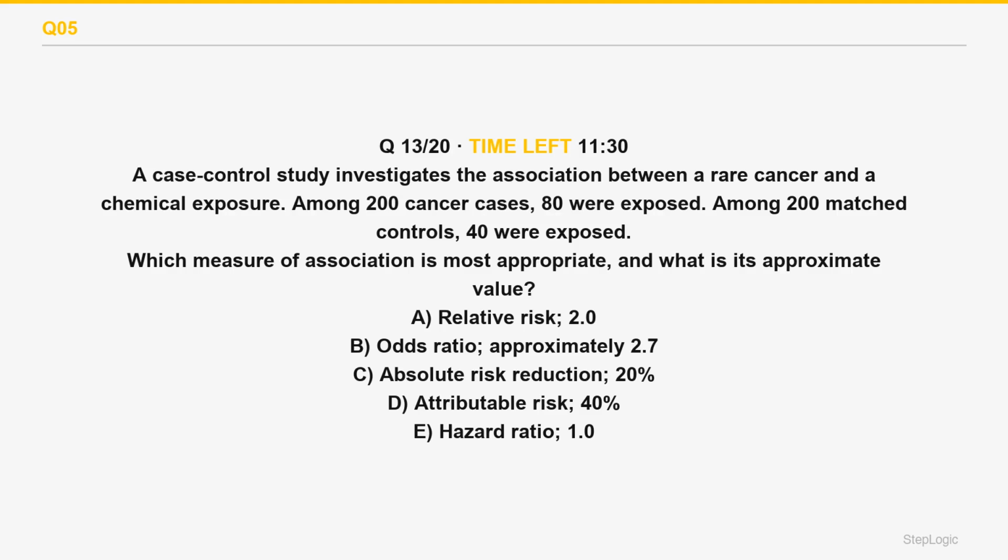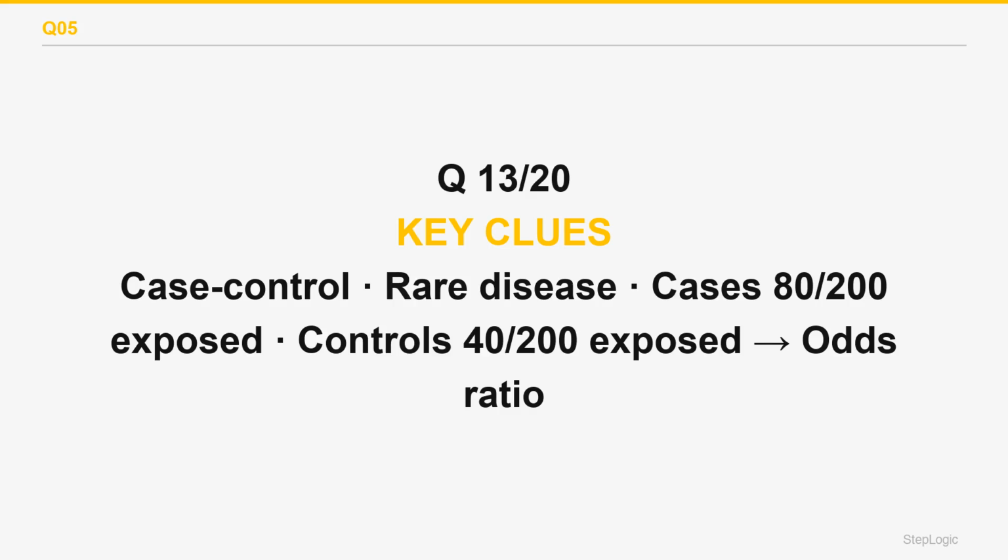Read the command: appropriate measure and value. Case control study of a rare cancer. The proper measure is the odds ratio, not relative risk. In a case control study, you start with diseased and non-diseased groups and look backward at exposure, so you cannot calculate incidence or relative risk directly. The correct measure is the odds ratio.